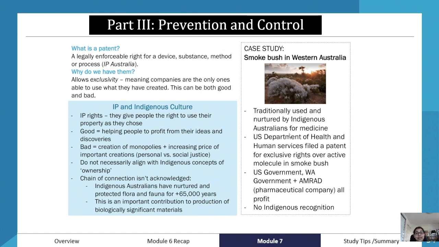And so IP and Indigenous culture, how does that play into bush medicine and Indigenous medicine, as we've talked about? IP rights give people the right to use their property as they choose. The good thing here is that it's helping people to profit from their ideas. If someone else uses your idea, they have to pay you for it. The bad is that it leads to the creation of monopolies and increasing prices of important creations. This happens a lot in the pharmaceutical industry, where they patent specific drugs and antivirals, and they make money from that patent because no one else can produce them. Only they can produce those popular drugs.